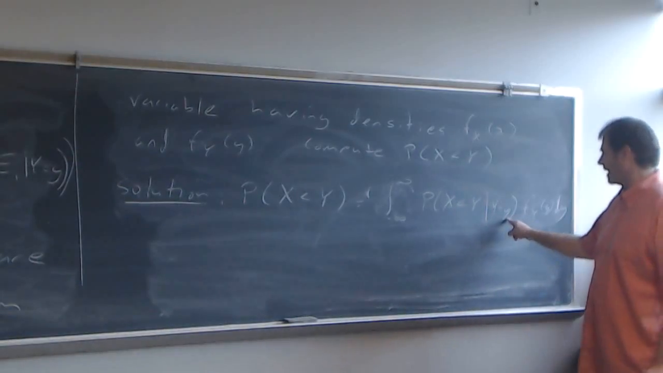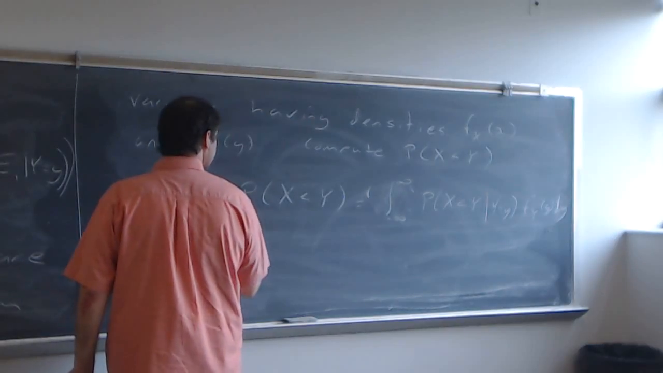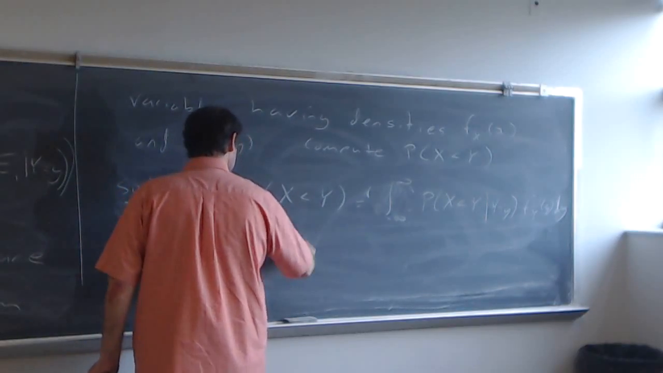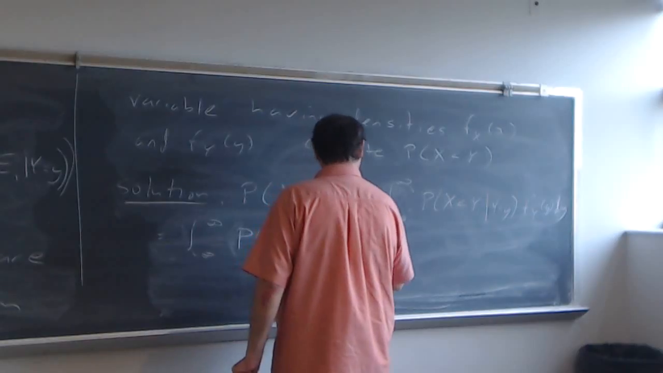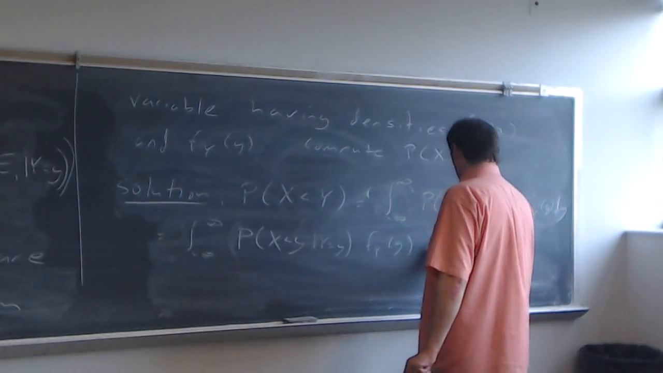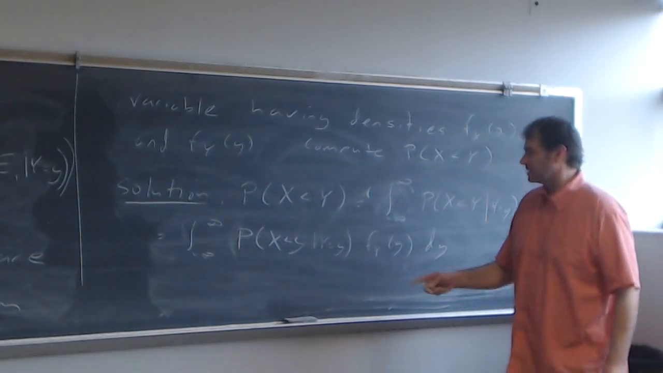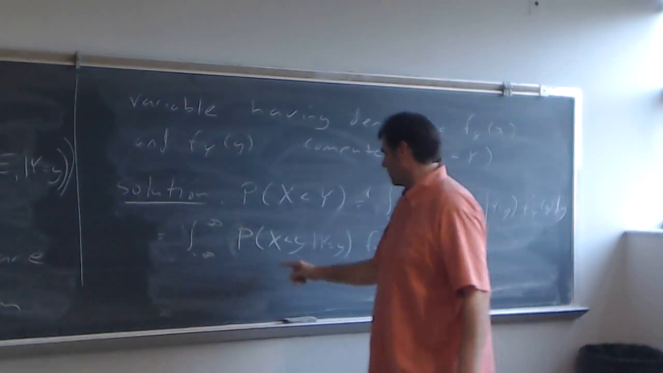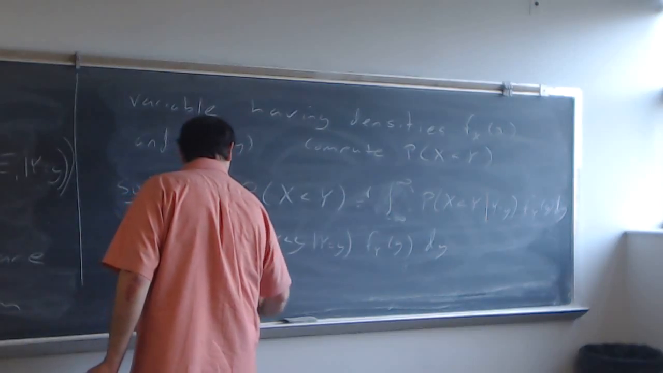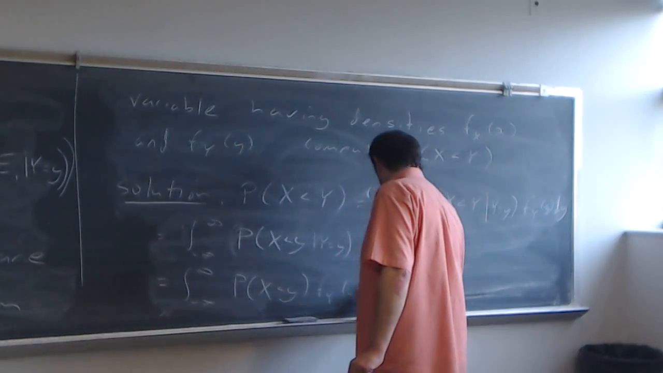Okay, so here I know that Y is equal to y. So this is equal to the integral from minus infinity to infinity of the probability that X is less than little y, given Y is equal to y, times f sub Y of y dy. And due to independence between X and Y, this conditional probability is nothing more than the probability of X less than little y, times f sub Y of little y dy.